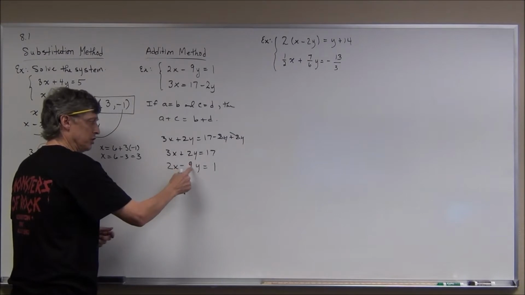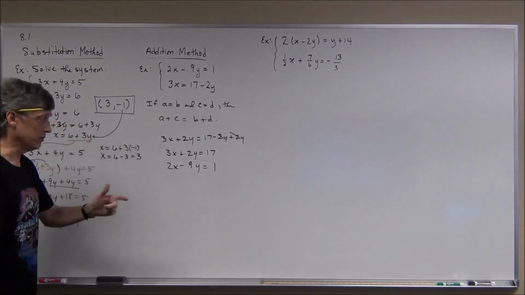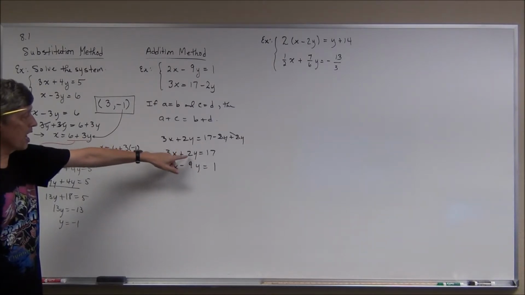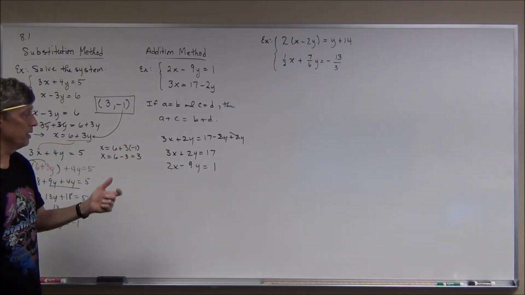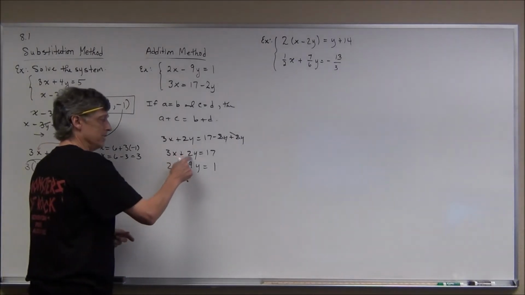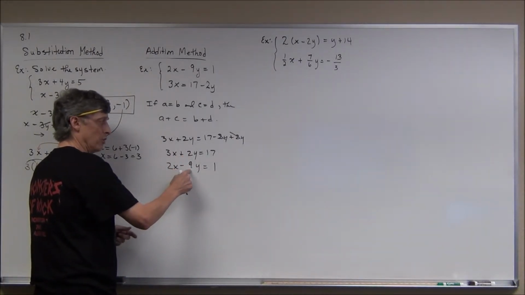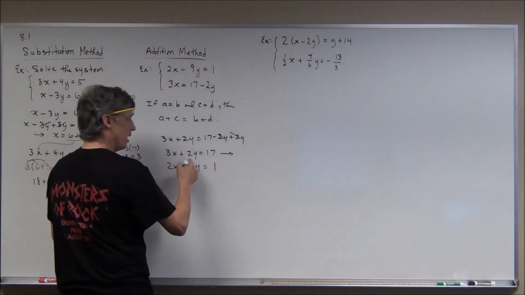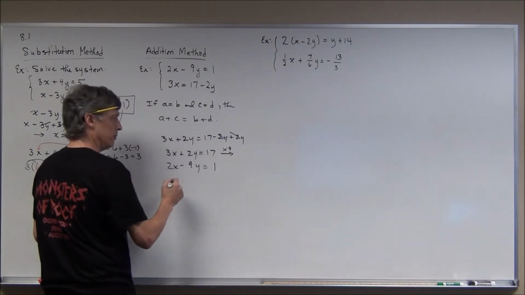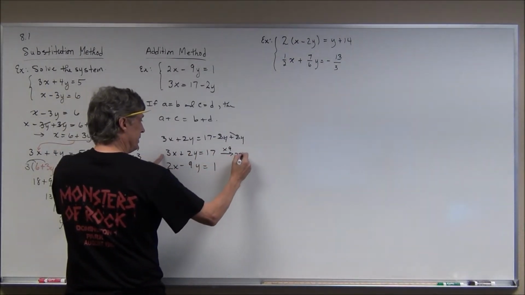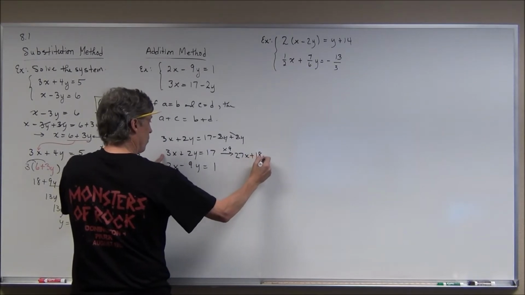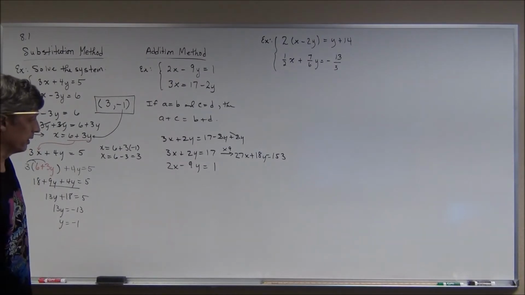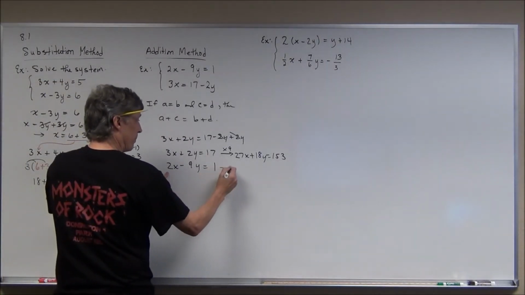Instead, I'm going to look at these two numbers right here, and you should remember doing this back in your algebra days, and take the least common multiple of 2 and 9, which would be 18. I'm going to make this a positive 18y, I'm going to make this a negative 18y, so when I add the sides together, they'll cancel out. To do that, I'm going to multiply both sides, every term, by 9. 27x plus 18y equals 153, I think. Yeah, I think that's right. Down here, I'm going to multiply by 2.